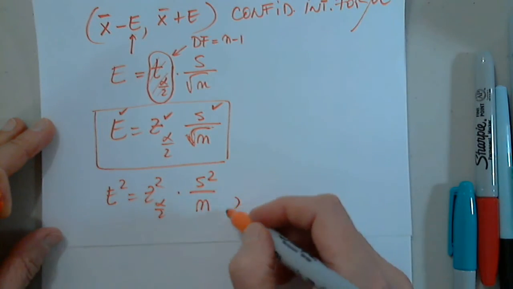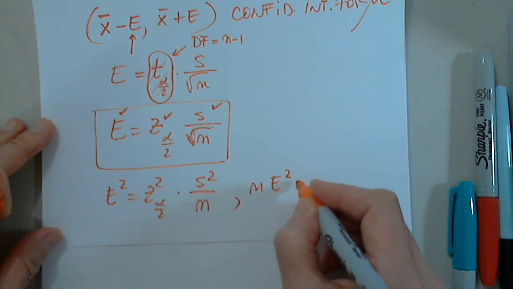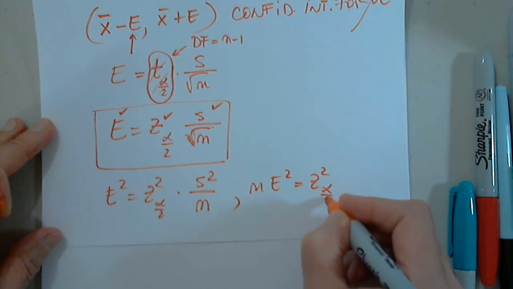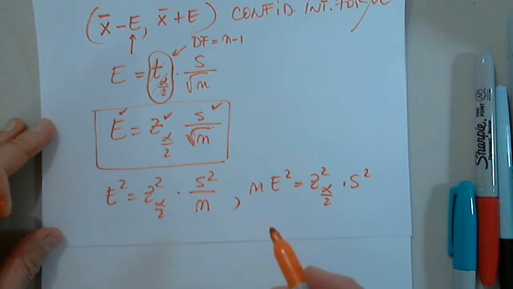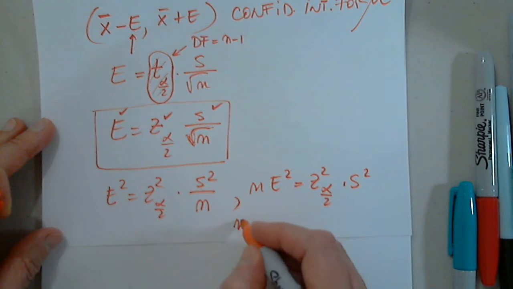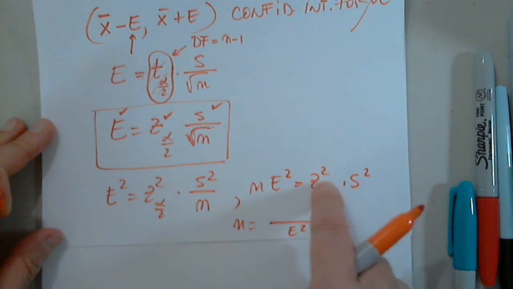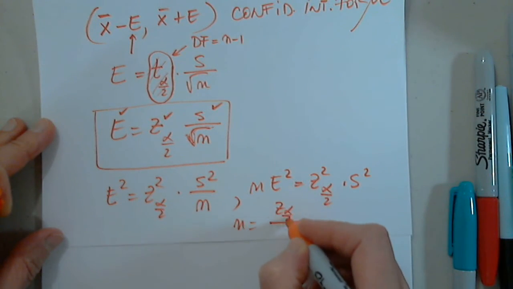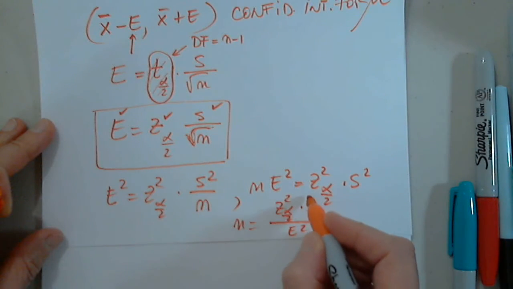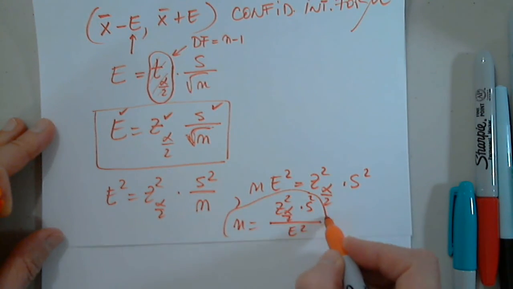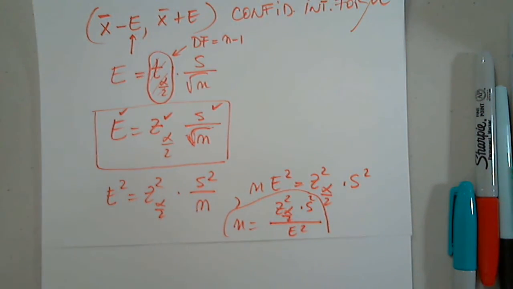Multiply both sides by n. n e squared equals z squared alpha over 2 times s squared. To get n, I divide by this. So n equals a fraction, the denominator is e squared, and the top is z alpha over 2 and s squared, both of them, of course. So this is how I'm going to calculate.